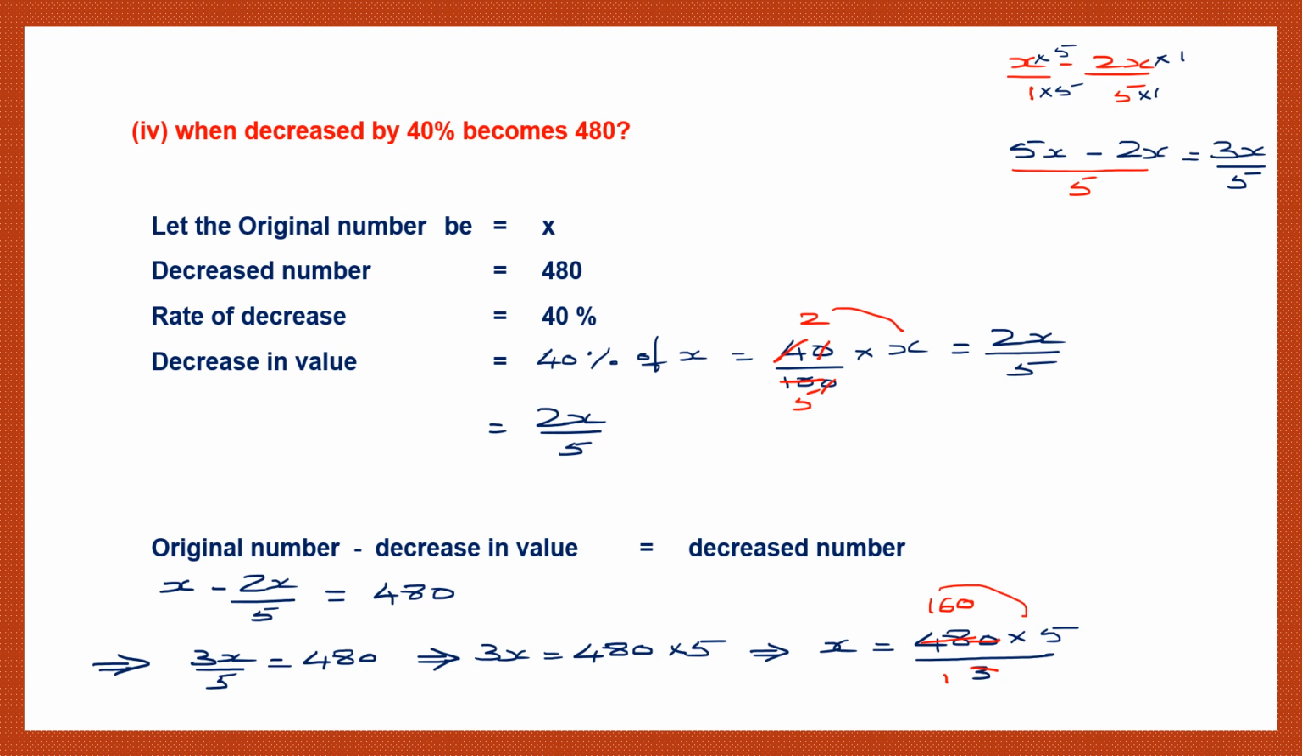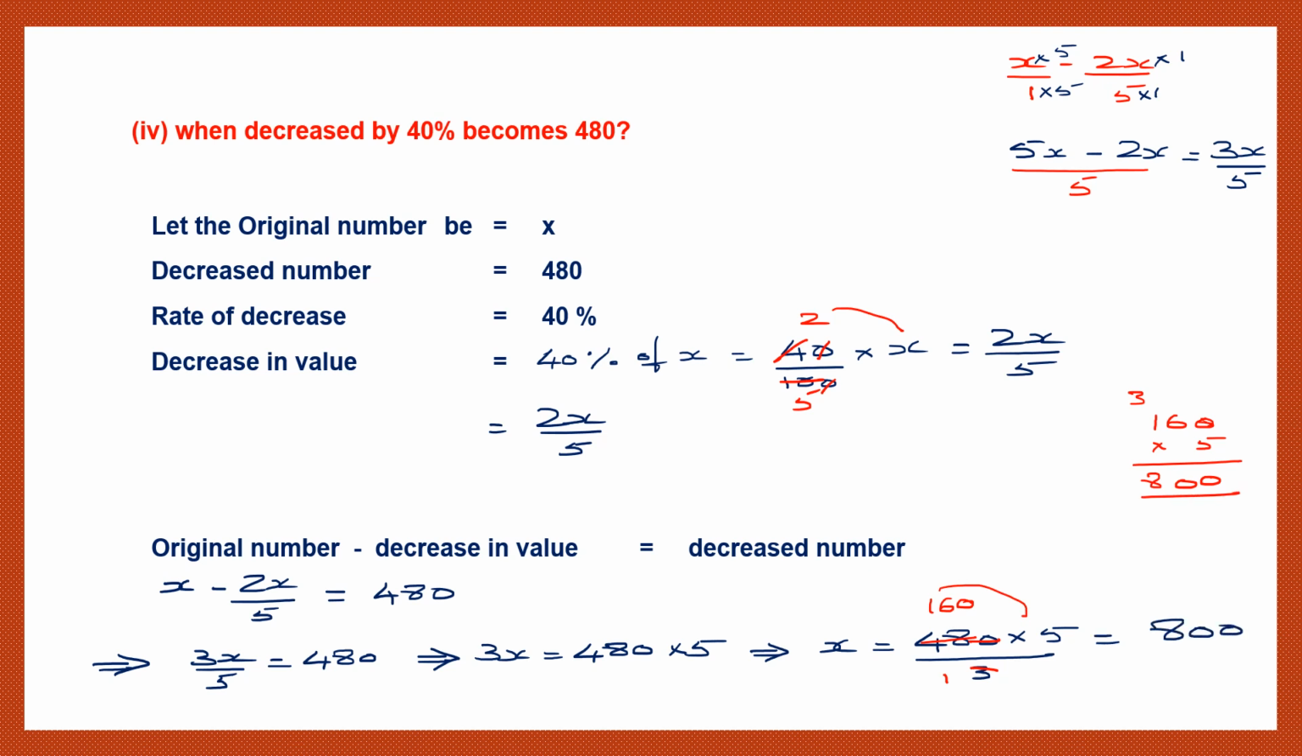Now multiply these. 160 into 5. 5 zeros are 0. 5 sixes are 30, carry 3. 5 ones are 5, plus 3 is 8. So here we have 800.